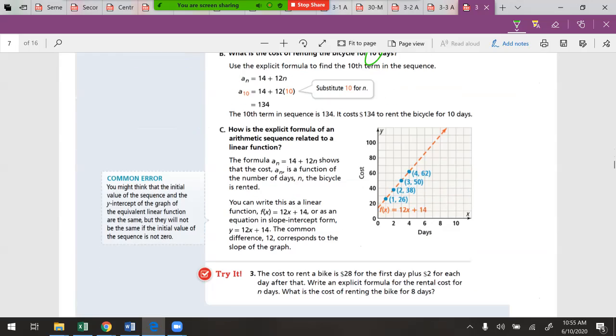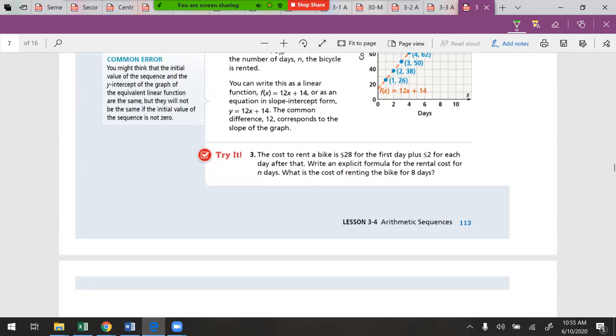Let's look at this example here. We know it's linear. I'm not gonna bother with this. Okay, the cost to rent a bike is $28 for the first day plus $2 for each day after that. What is the explicit formula? Let's write it out, okay?